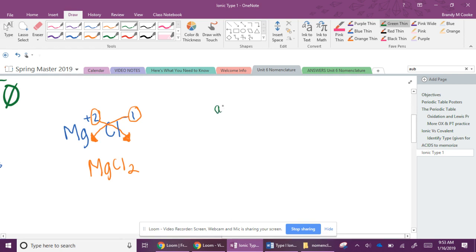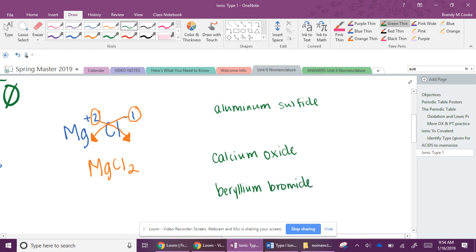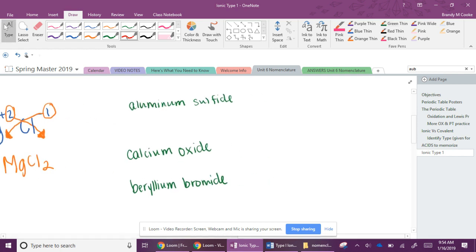Let's do aluminum sulfide. And we'll try calcium oxide. And one more, let's do beryllium bromide. Okay, so aluminum sulfide, symbols, charges, crisscross.